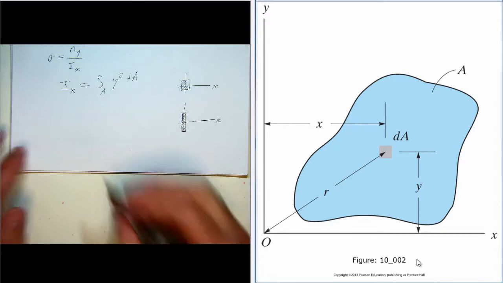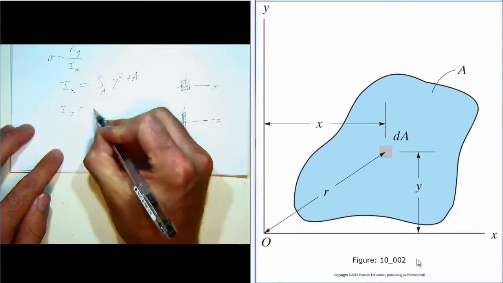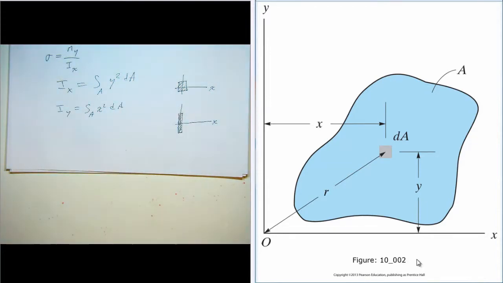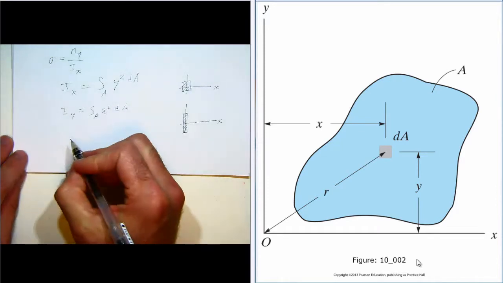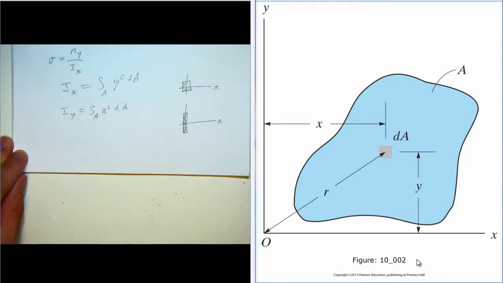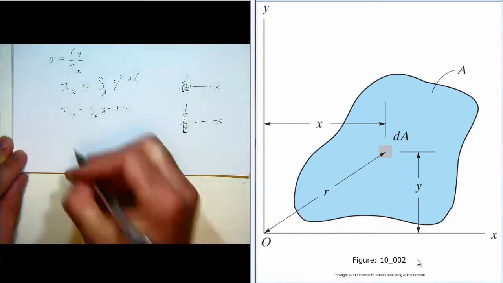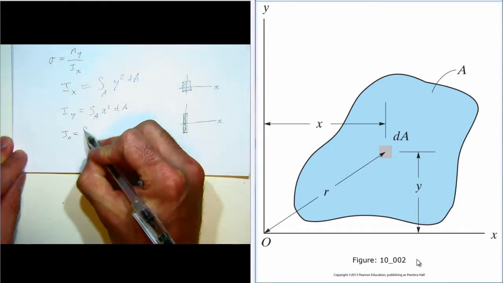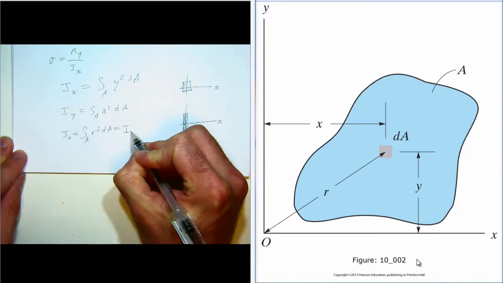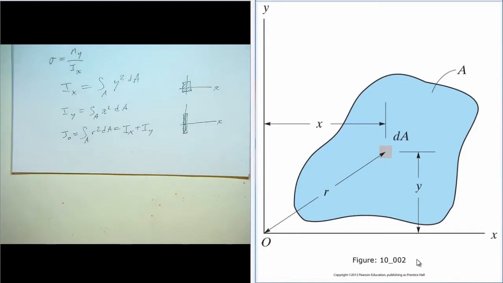So we also are concerned with moments of inertia about the y-axis. And also the polar moment of inertia, which is rotation or inertia about the z-axis. And that's just equal to the sum of the other two values.